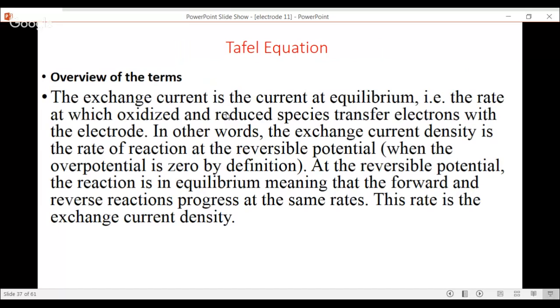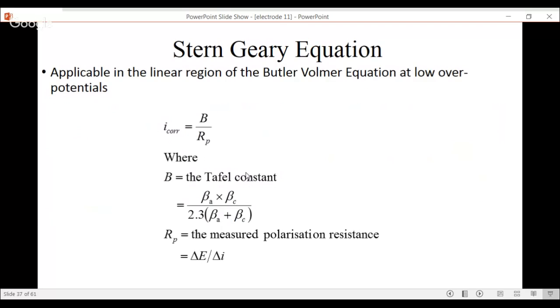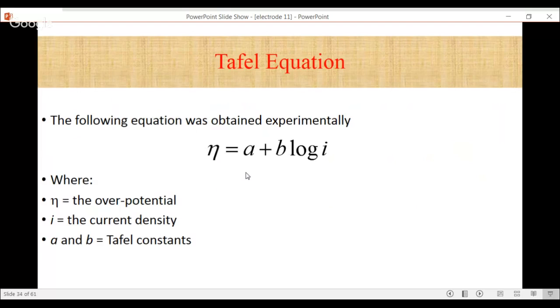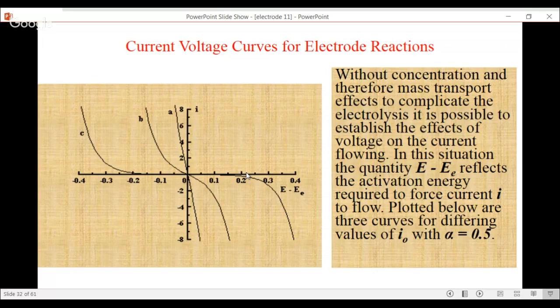The exchange current is the current at equilibrium, that is the rate at which oxidized and reduced species transfer electrons with the electrode. In other words, the exchange current density is the rate of the reaction at the reversible potential, where the overpotential is 0 by definition. For example, here the potential is E minus E. This is equilibrium potential.